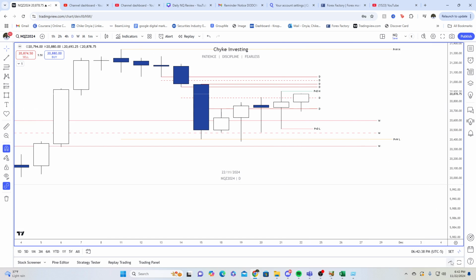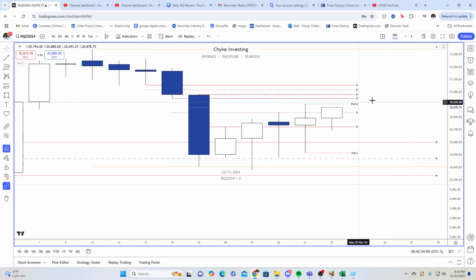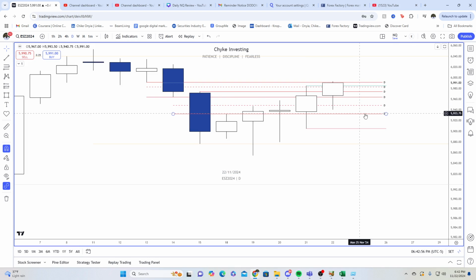So on the daily candle, you can see that we had an inside day. We did not take out the previous day high or previous day low. Now let's think about where we are right now on this index, NQ. Where are we sitting? Same thing in ES. Where are we sitting right now?